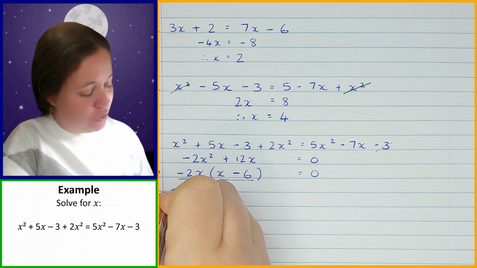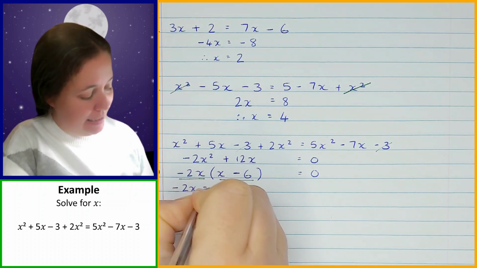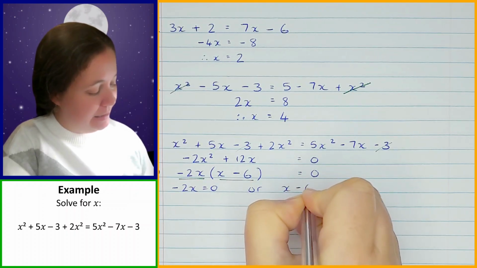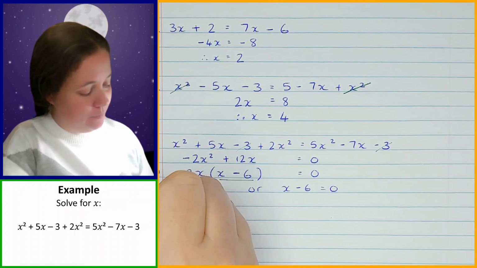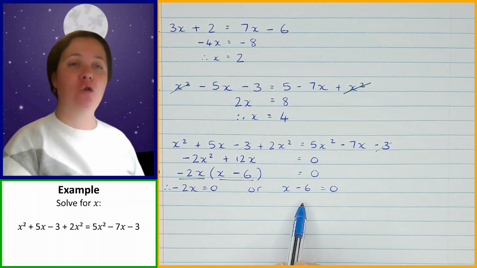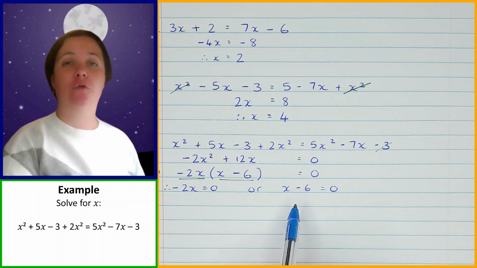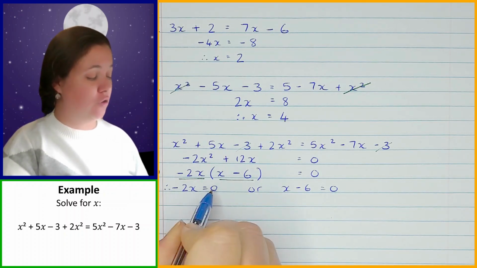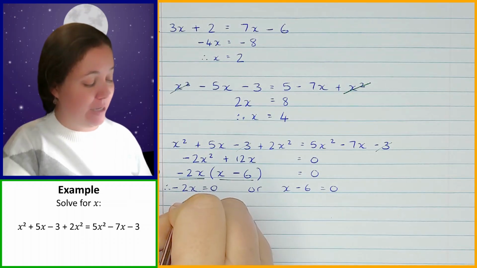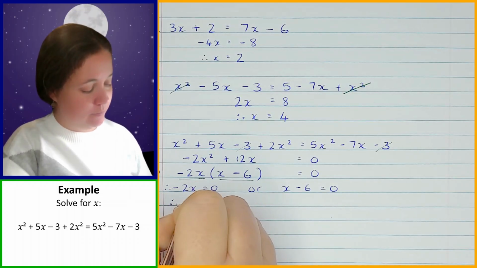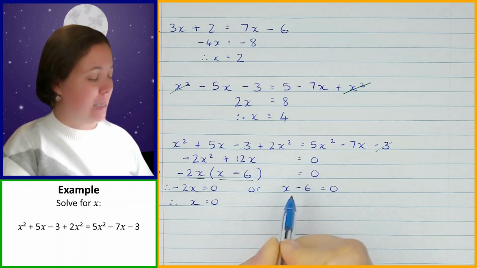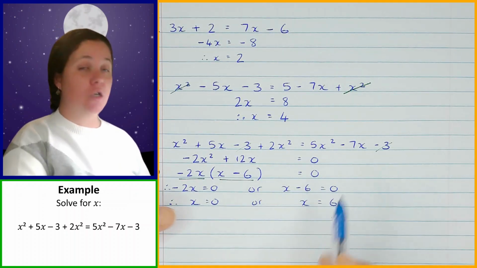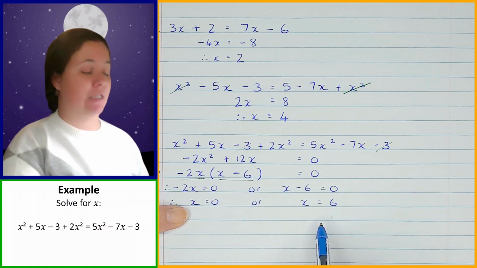So first, negative 2x equals 0, or x minus 6 equals 0. Now that I've got my two little equations, I'm going to solve for x separately in each of them. Over here, let's divide by negative 2. 0 divided by anything stays 0, so x is still 0 from that factor. But in this one, x is going to be equal to 6. So both of those are possible values for x in this equation.